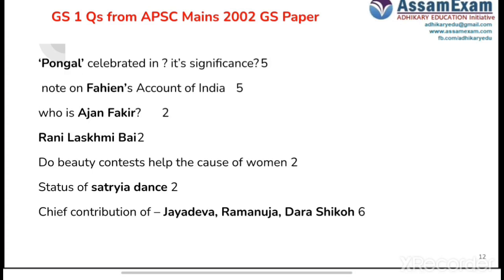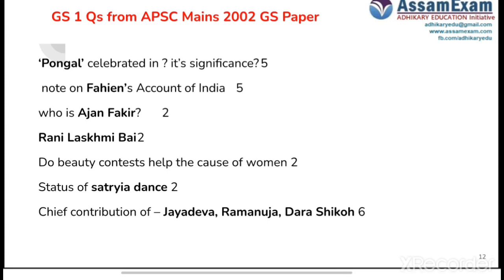Next question is from the 2002 GS paper. First, Pongal: where is it celebrated and what is its significance? Pongal is celebrated in the South, particularly Tamil Nadu. Then a note on Fa-Hien's account of India. When Fa-Hien came to India, what was his description of India? Many other travelers also came to India, at least the important ones. How did they see India, and what did they write about India? This question can also be asked, like the earlier one related to Huan Xiang when he came to Assam. Similar questions can be asked.